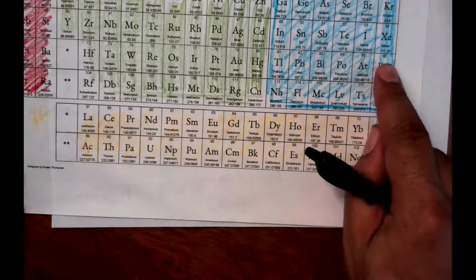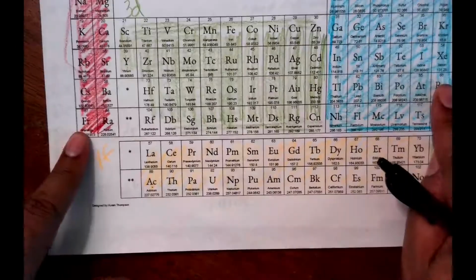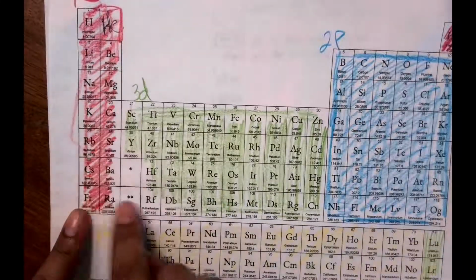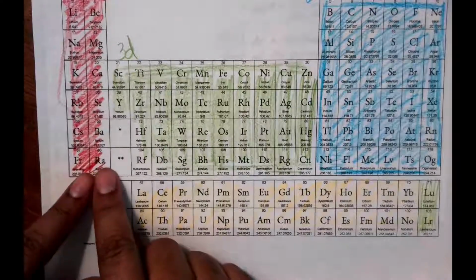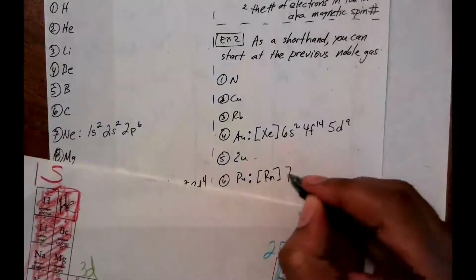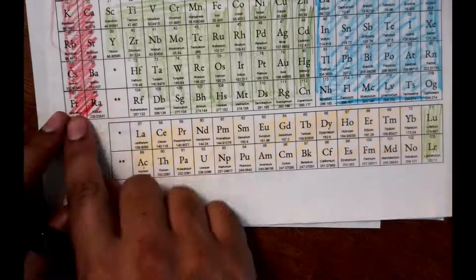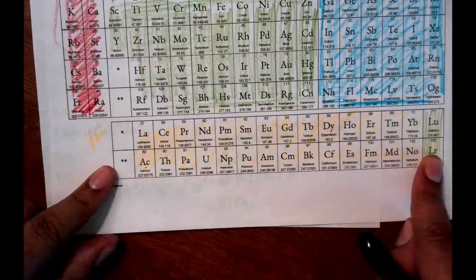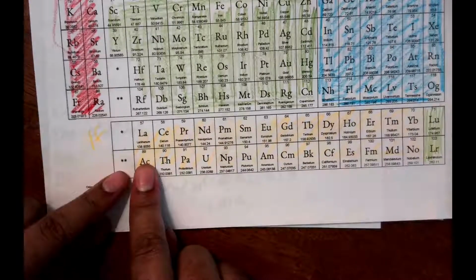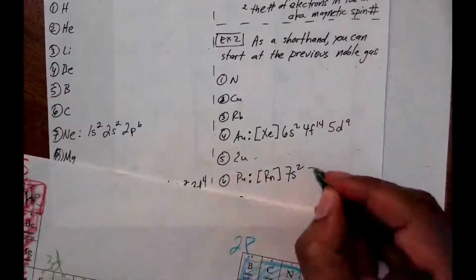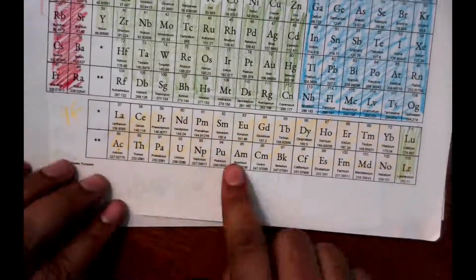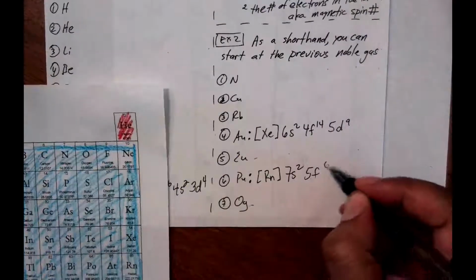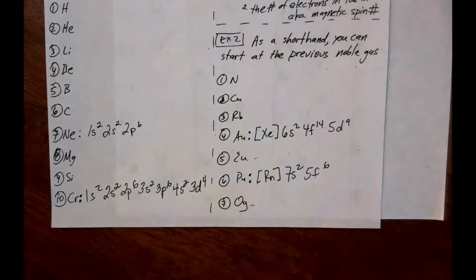So if this is Rn 86, I have to go to 87, and that's when I start my count. So this is 1, 2, 3, 4, 5, 6, 7, 7s2. I have to pass both apartments. 7s2, so I have to account for that. And then I drop down to my f block. What floor? 5. So it's 5f. And then how many over is Pu? 1, 2, 3, 4, 5, 6. 5f6. Kapow.